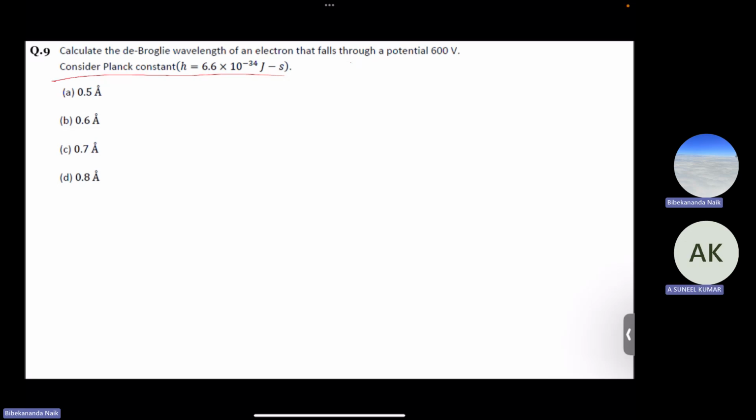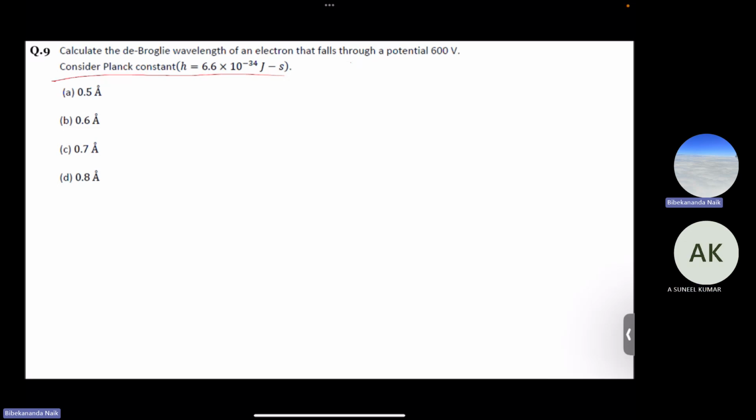This is 0.5 angstrom. Yes. So how did you calculate? Actually, I considered the formula lambda is equal to h by mv. Otherwise, another formula, lambda equal to 12.24 angstrom units by square root of V, where V means potential. Yes. So how has this formula been derived?